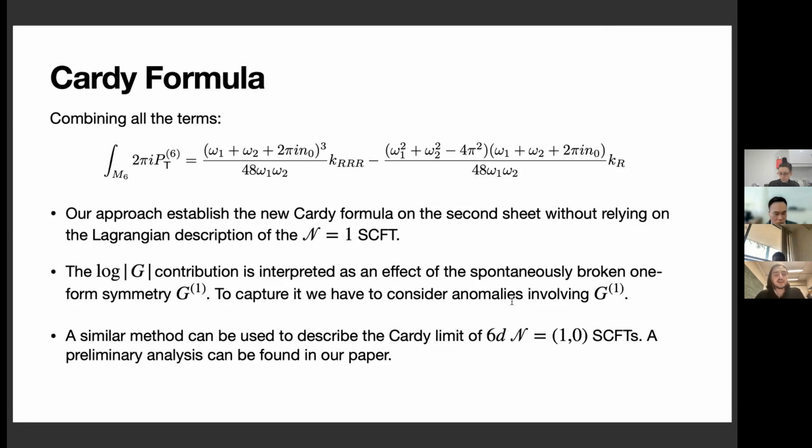And then a final exploration that we propose is that we can analyze this formula. So everything that goes inside this formula is basically the knowledge of anomalies and of the supersymmetric background of the theory. And so by similar methods, we can also explore a similar Cardy limit in 6-dimensional SCFTs, because that's all we need to know.